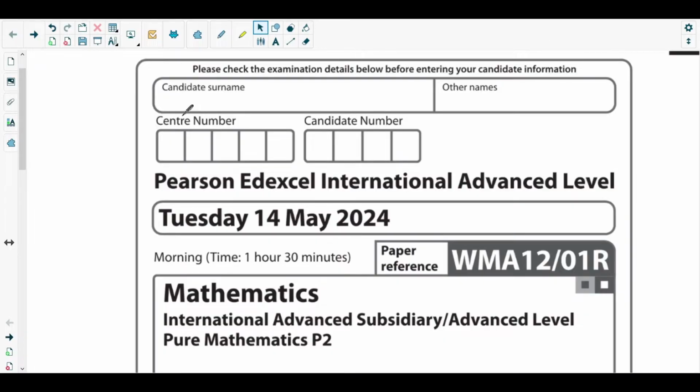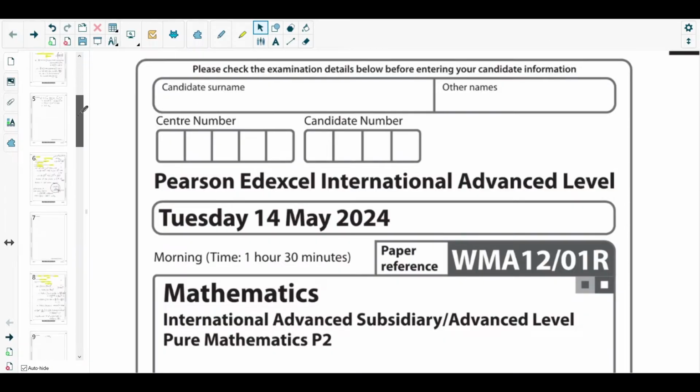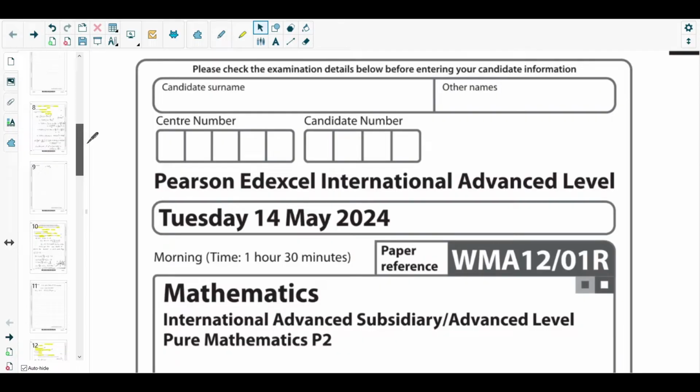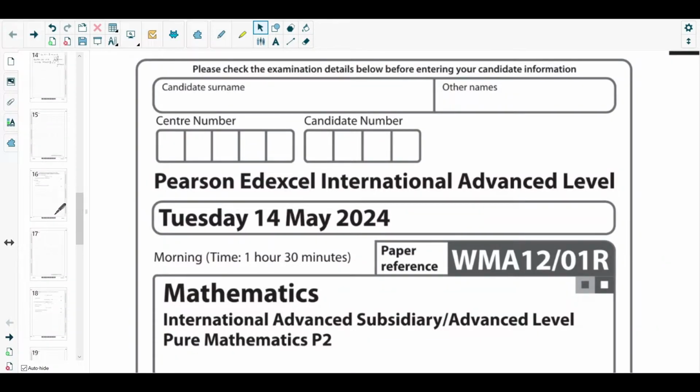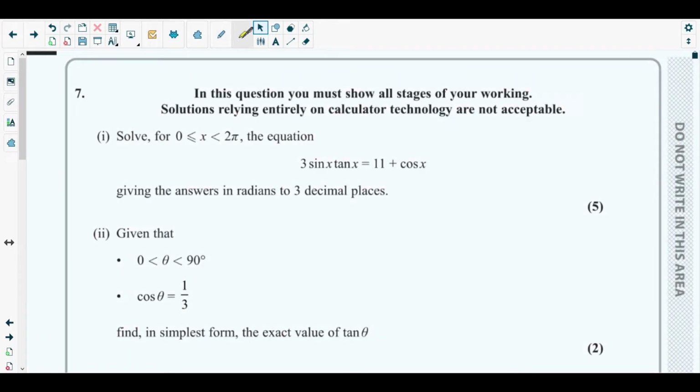In this video, we will be solving question number 7 from the most recent past paper of Pure Mathematics 2, which is the May 2024 P2 regional paper. So let's get started with question number 7.